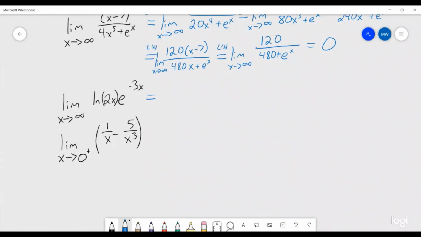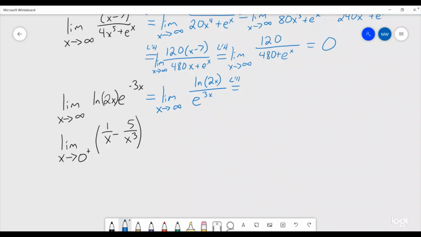Okay, so this one is, if we plug in infinity, we get natural log of infinity, so that's infinity. e to the negative infinity goes to 0. So this is a 0 times infinity situation. So what we have to do is first rewrite this in a form that we can use L'Hopital's rule. 0 times infinity can either go to 0 over 0 or infinity over infinity. If we move the e to the negative 3x down to the bottom, we get divided by e to the 3x. This is now infinity over infinity.